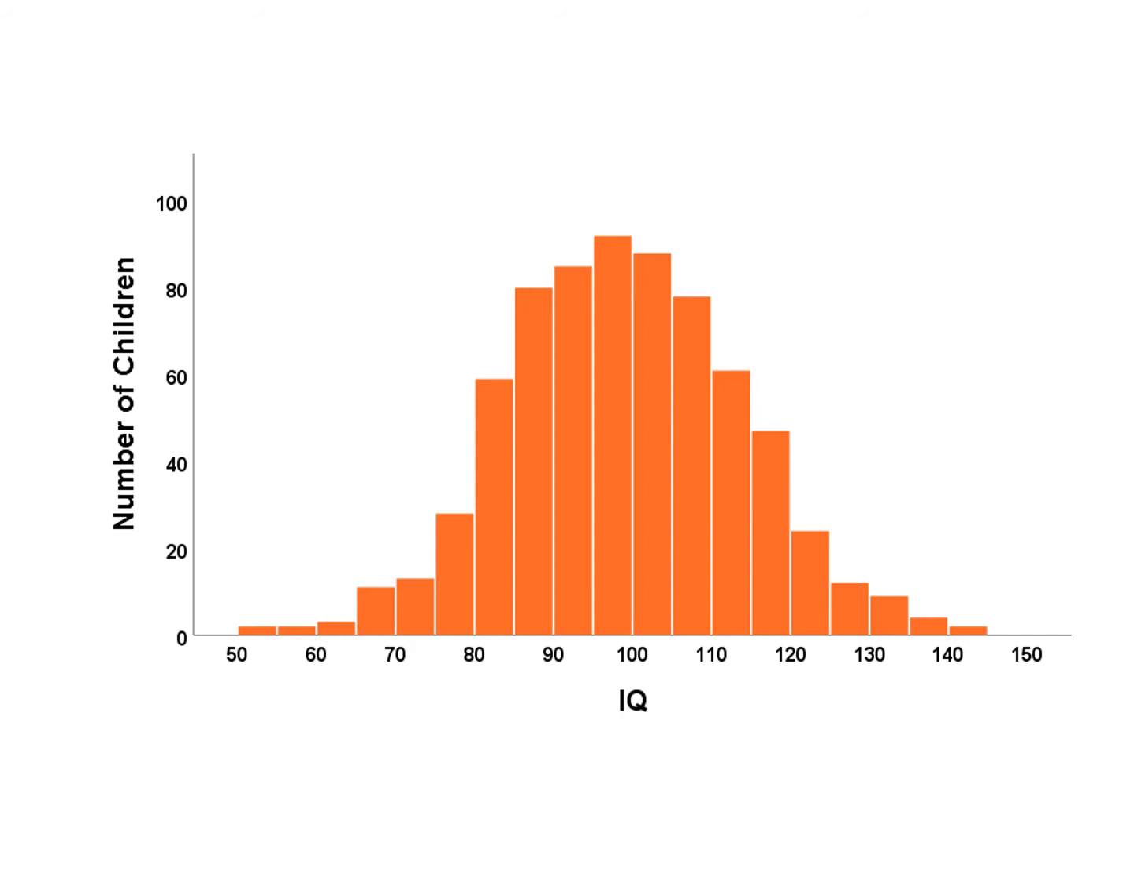That is, how wide is the interval represented by each bar? If you said around 5 IQ points, you'd be correct. So each bar here is about 5 IQ points wide.